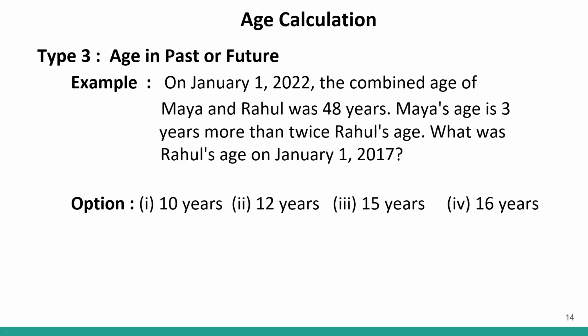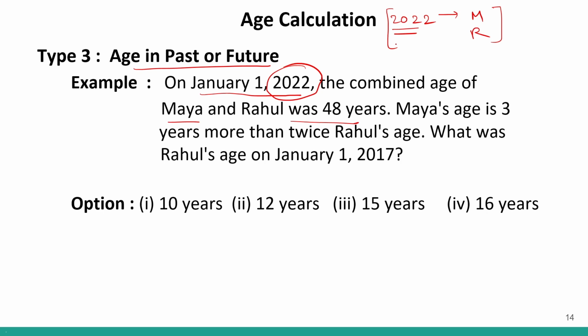Okay? Ages in past or future. So again, certain people will be given, and we have to calculate their age in a particular year maybe, or 4 years from now or 2 years before, based on that. Okay? Now, it is given to us that in January 2022, so take notice of the year, the combined age of Maya and Rahul was 48 years. So let's say in the year 2022, Maya's age was M and Rahul's age was R. This is what I am using to represent. This is for 2022.